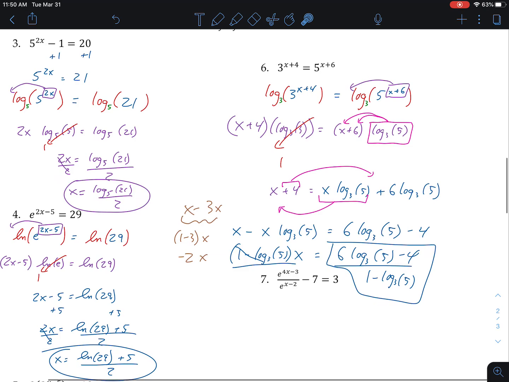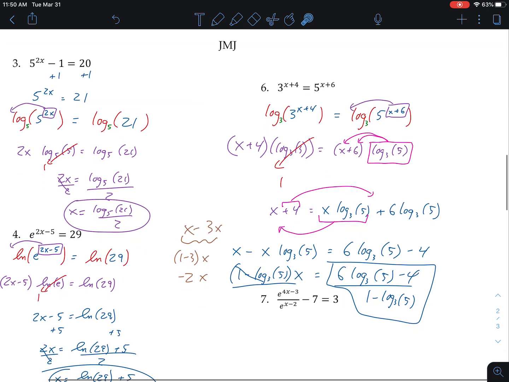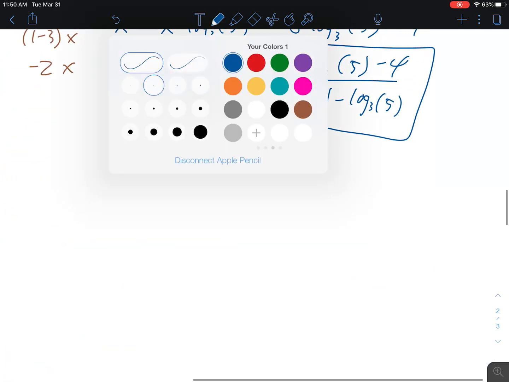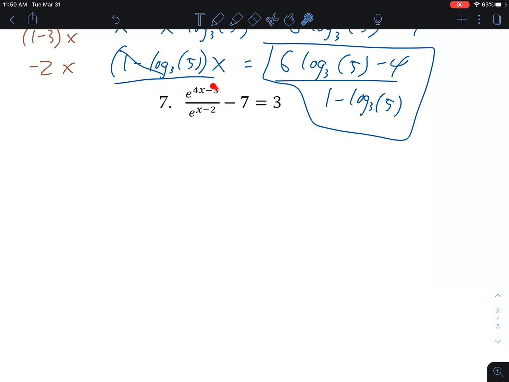It's the same decimal representation, it just looks a little different. Okay, again, so that's the hardest one. Very similar to what we did when we did inverses. You get your x's combined, you do the same kind of procedure. Okay, let's look at this one. I do not have my exponential stuff by itself, so what do I have to do? Move my 7 over. Add 7 to both sides.